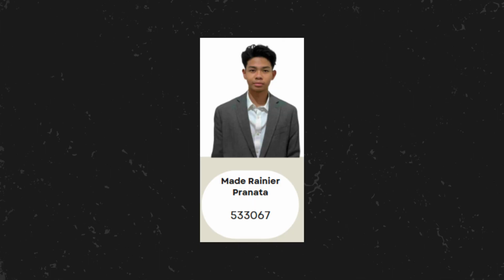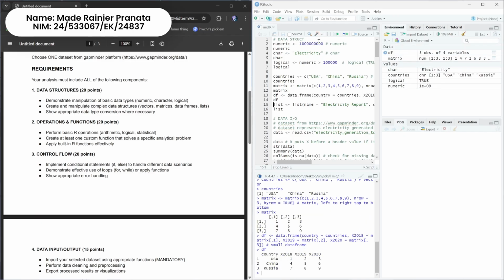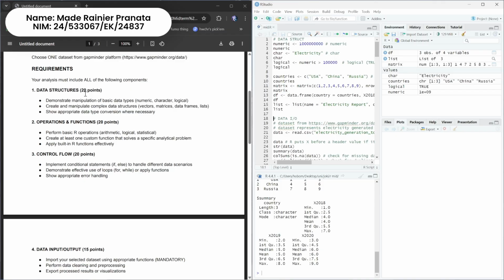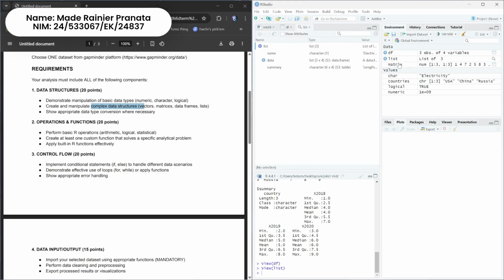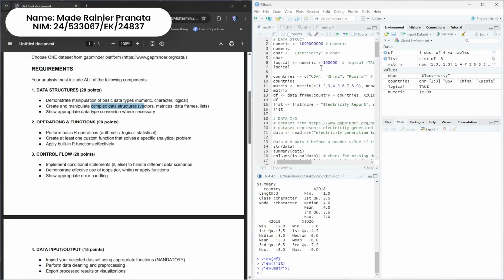So let's begin with the first line. Lines 1 to 16 are manipulation of basic data types and also complex data structures, from the point 1 data structures. Over here you can see the data structures and the manipulations I did. And over here, let's go down to data input output.